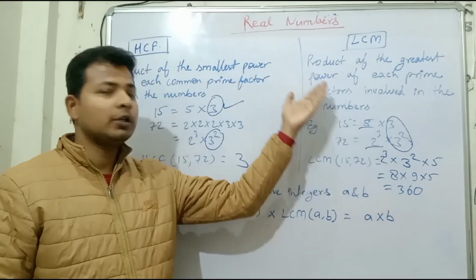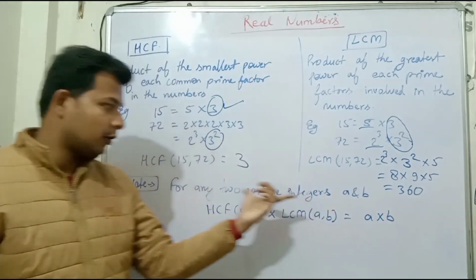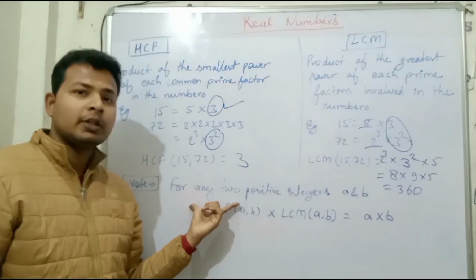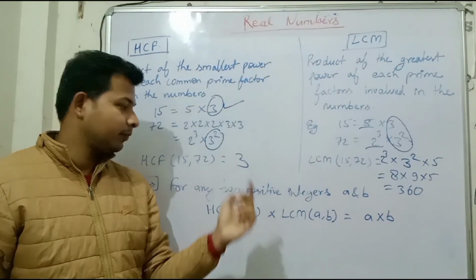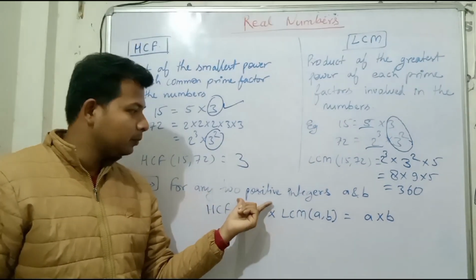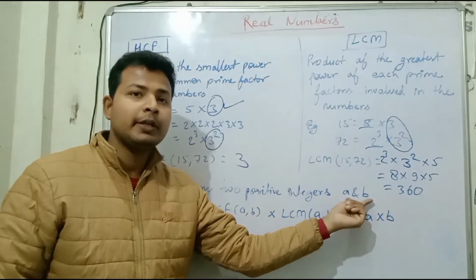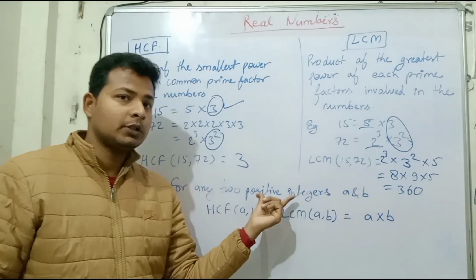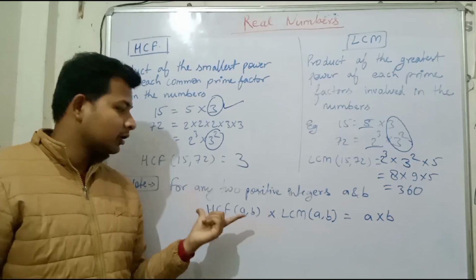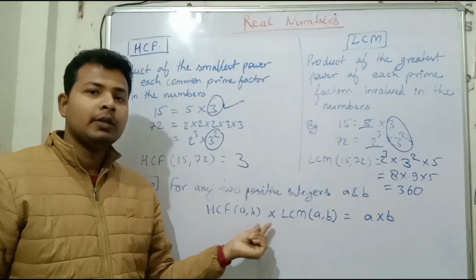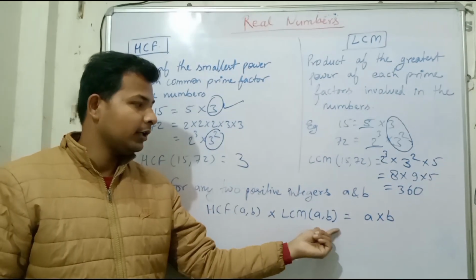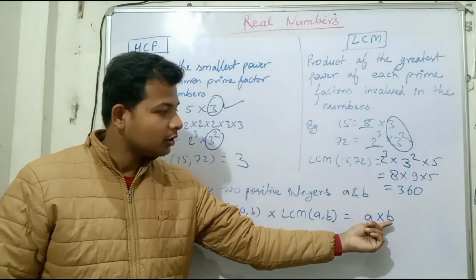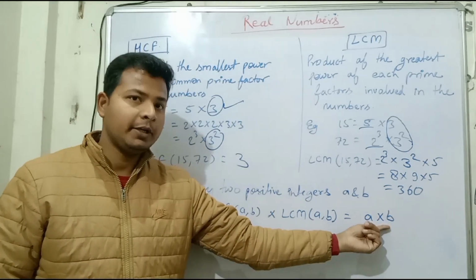This is how we are going to understand the topic. Now, there is a most important result using HCF and LCM, that is, for any two positive integers a and b, it has been specified that a and b both are positive integers. Then there is a result, that is HCF of a and b multiplied by LCM of a and b will result as the product of the given numbers a and b.